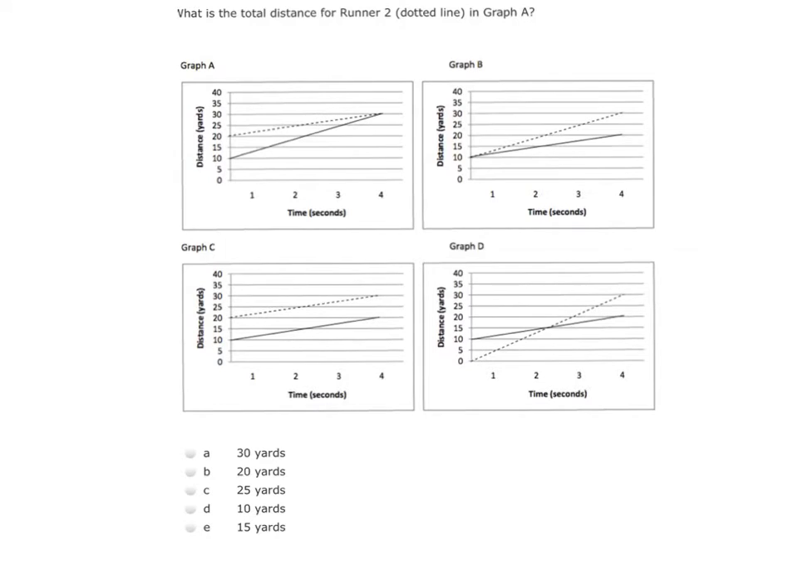This question says, what is the total distance for runner 2, the dotted line in graph A? So we are looking at graph A and just the dotted line. You can see that the dotted line person starts at 20 meters, and in 4 seconds they run to 30 meters. That means the total distance that they ran was 10 meters, or 10 yards.